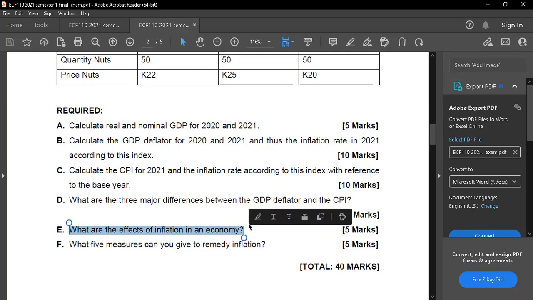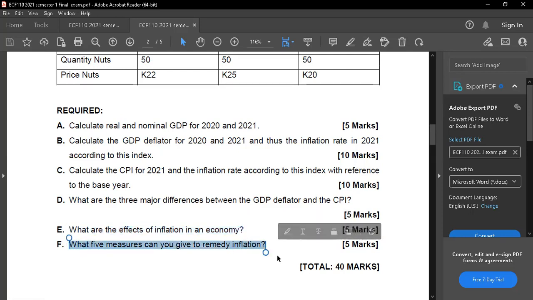What are the effects of inflation? We looked at this one. Measures of inflation. Give 5 measures that you can give to remedy inflation. Here, they have not even specified, so you can use whichever, maybe Keynesians or the other one. So what are some of the cures of inflation? You can reduce money supply. You can look at demand pull inflation. How can you cure demand pull inflation?